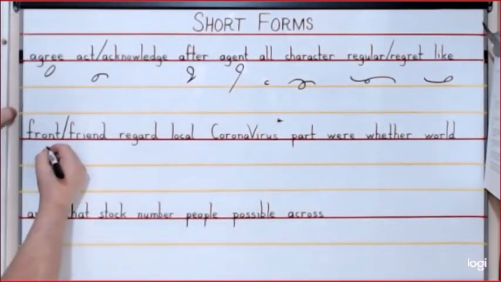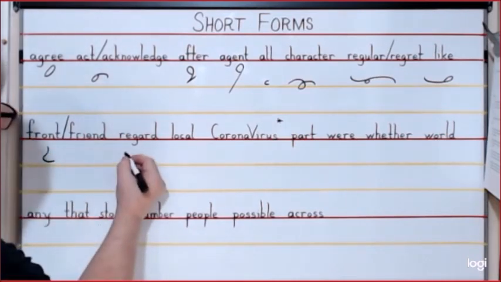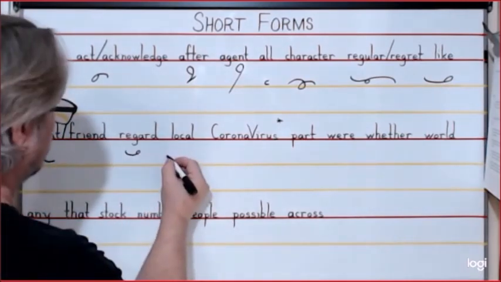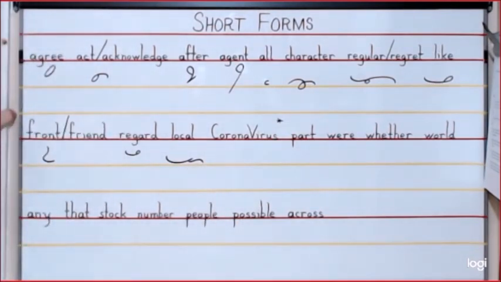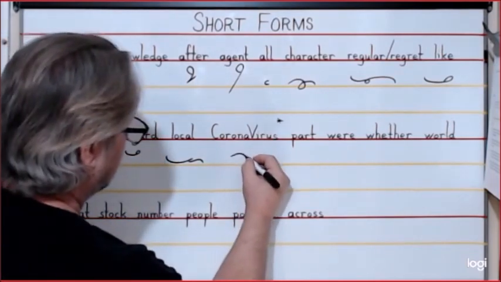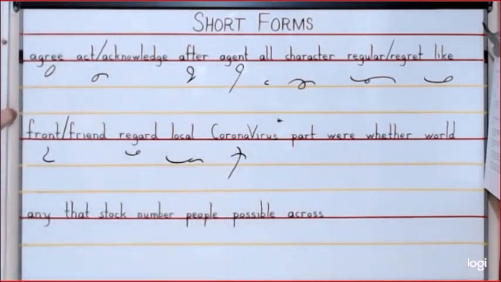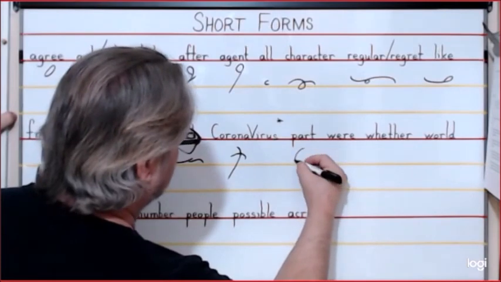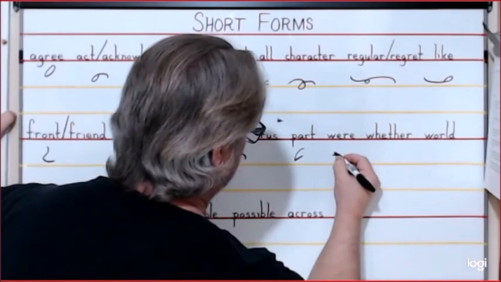Front or friend are F-R. Regard is R-E. Local is L-O-K. Coronavirus, this will be an intersection. So just write the K and then a strike V through it. And then part is P-T. Were is E-R.